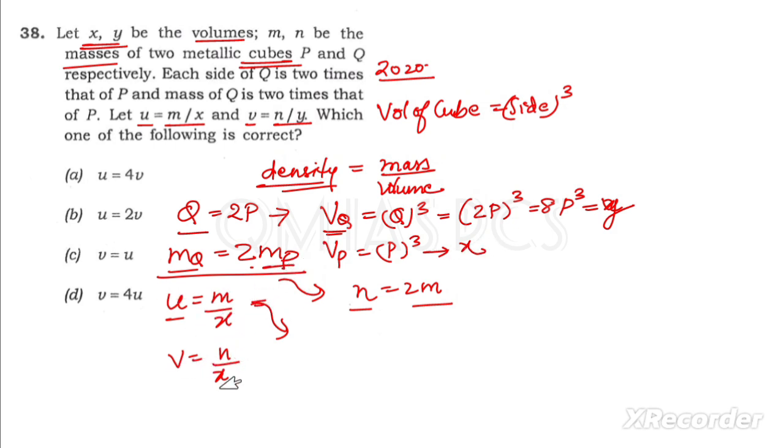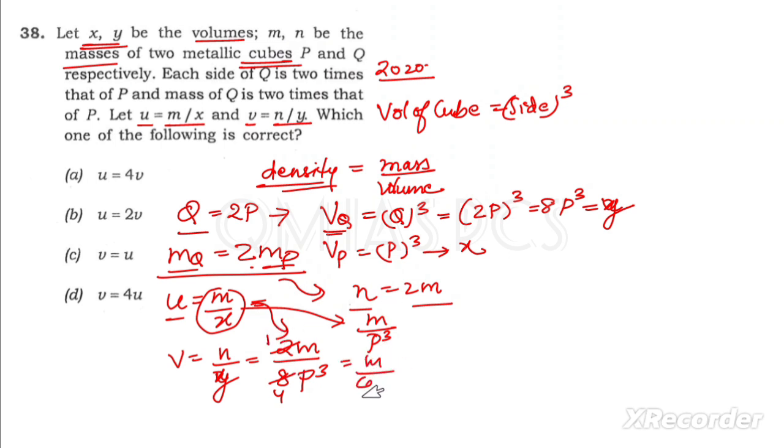And what about n by y? n is equal to 2m, and y is equal to 8P cube. For this one we can write m by x, where x is equal to P cube. Now we have to replace something: the common thing is 2, this will be 4, this will be 1, so we have m by 4P cube.